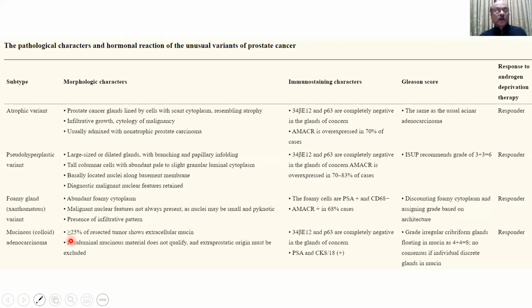Mucinous carcinoma, when more than 25% of the total tumor shows extracellular mucin. And intraluminal mucinous material does not qualify, and extraprostatic origin must be excluded. So extraprostatic origin must be excluded before diagnosing mucinous adenocarcinoma. And here usually it is 4+4, and they are also responders.